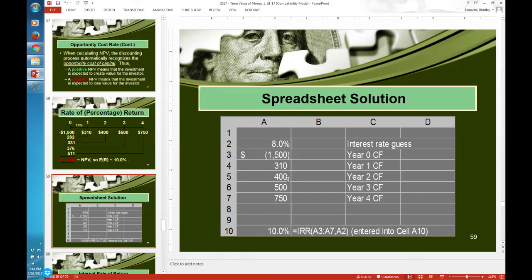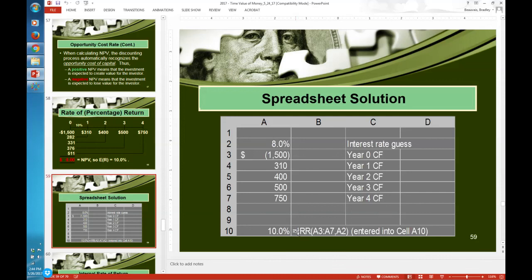A3 to A7 is my series of cash flows, and in most later versions of Excel, you probably do not even need to add this. You'll find as you open up this formula, it'll ask you for a guess. If you actually go through the math behind this, it crosses the x-axis a couple of different places, and you're helping the formula to give the one that's closest to zero.